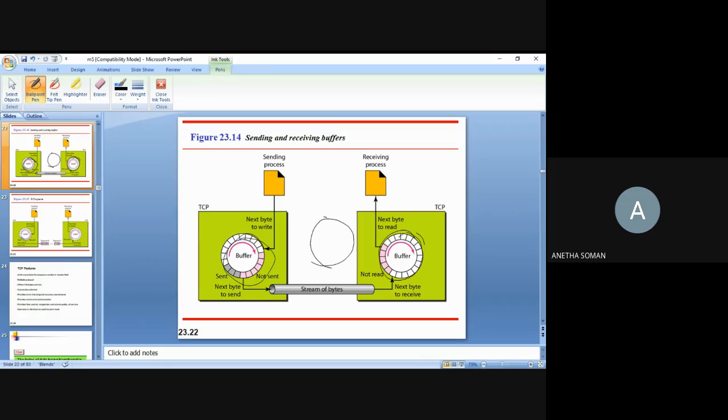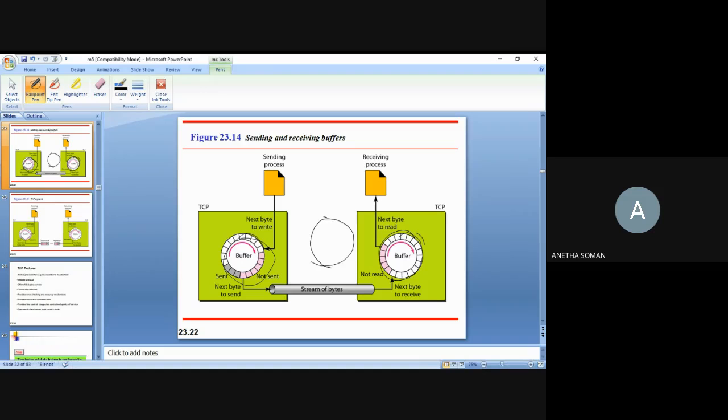I repeat once again: TCP supports sending and receiving buffers. The importance of the buffer is that all this data is forwarded as a stream of bytes. The sending process produces the stream of bytes, and the receiving process consumes them. The writing and reading of the data do not take place at the same speed, so TCP needs a buffer for storage.